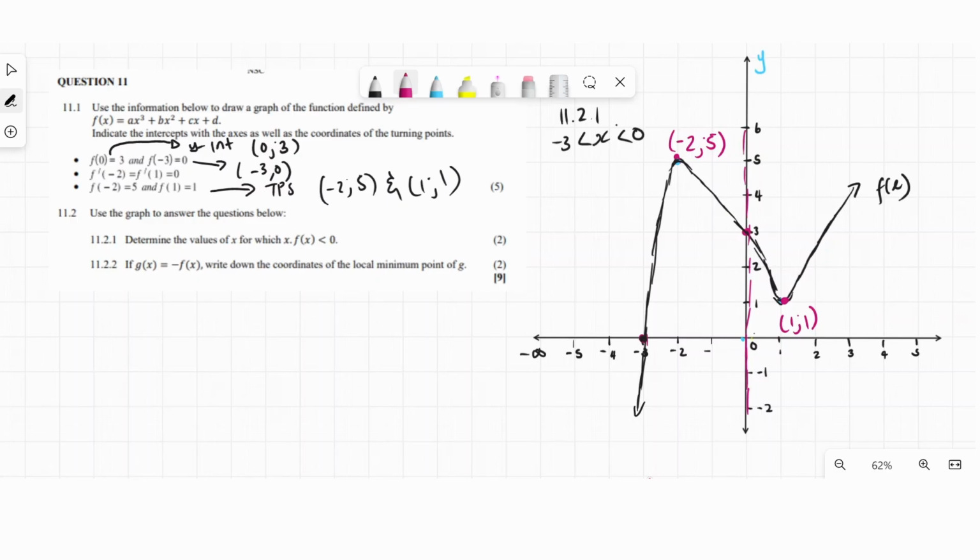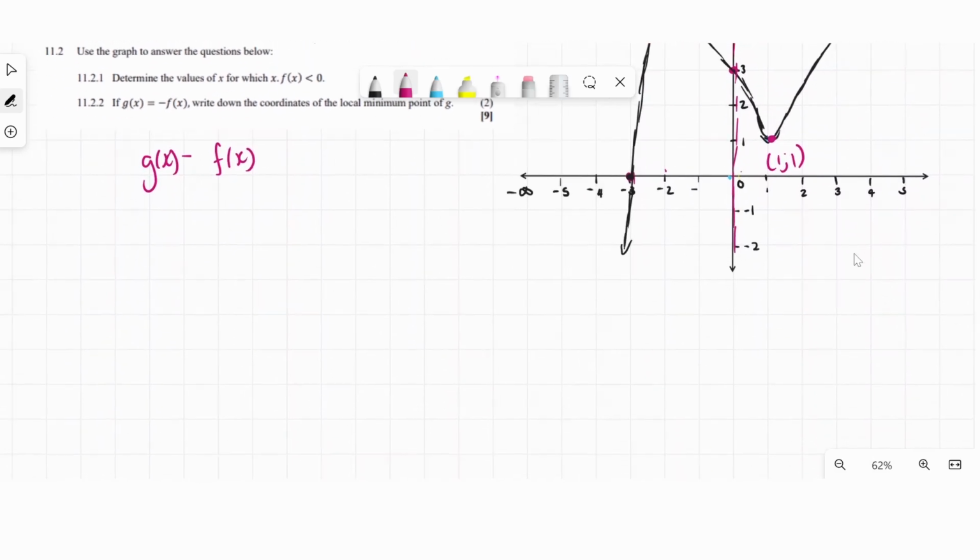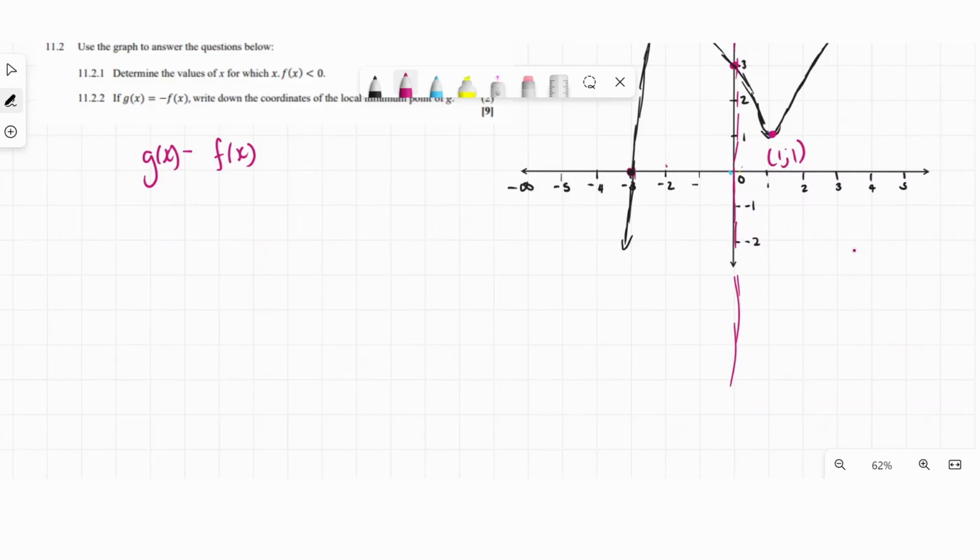So what happens when we take negative f of x? For g of x, the local maximum is going to become a local minimum, and the local minimum is going to become a local maximum. This one is going to change and flip to the other side. Since from here to here it's 5, it's going to flip to the other side to being 5 here. If I extend this down, this point is going to be basically here.